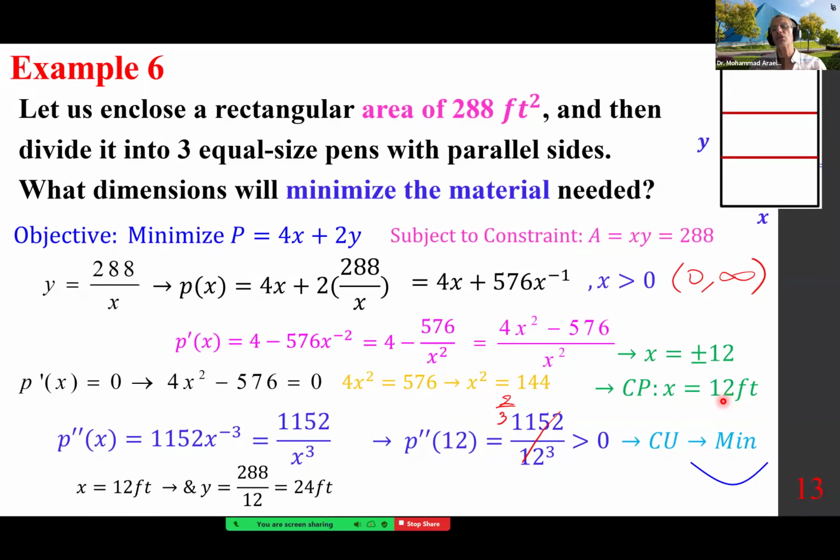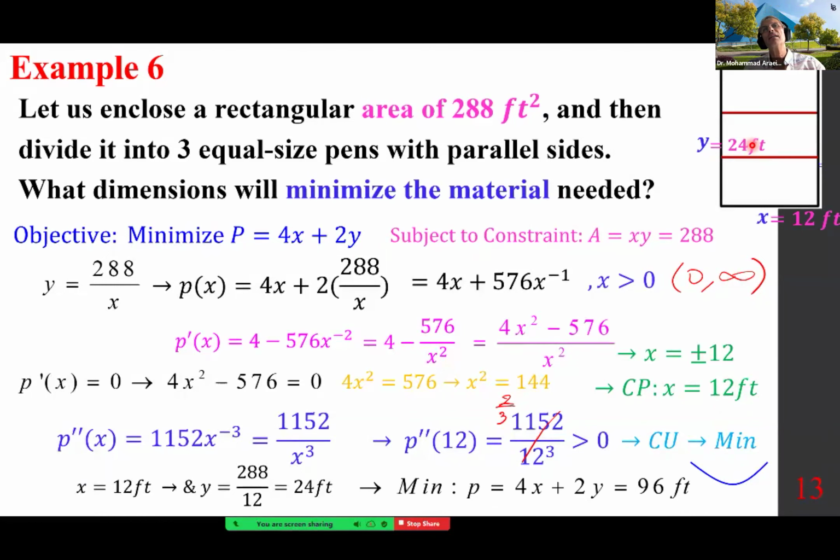So the dimensions are x is 12 feet, y is 24 feet. And if they ask for what is the minimum material, 4 times 12 plus 2 times 24, resulting in 96 feet, if they ask you that.